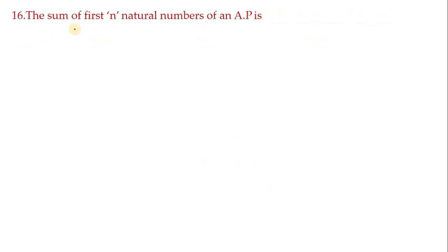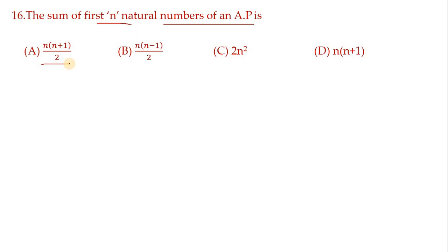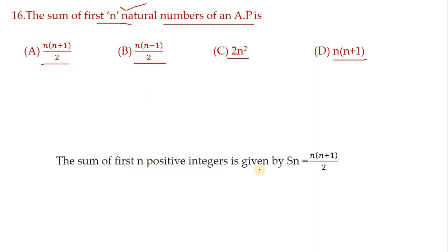Next, the sum of first n natural numbers of an AP is: n into n plus 1 by 2, n into n minus 1 by 2, 2n square, n into n plus 1. So this is the formula, children. Which formula is used to find the sum of n natural numbers? This one, the sum of the first n positive integers is given by this formula. Sn is equal to n into n plus 1 by 2, means option A is the correct one. Move on to the next one.